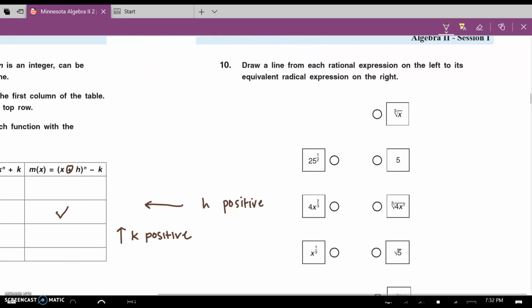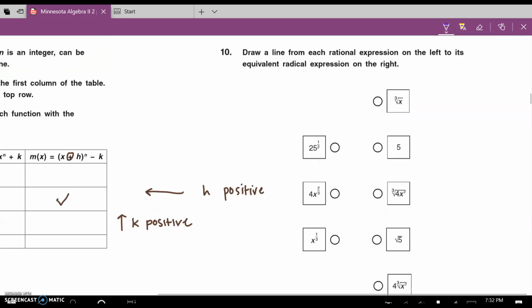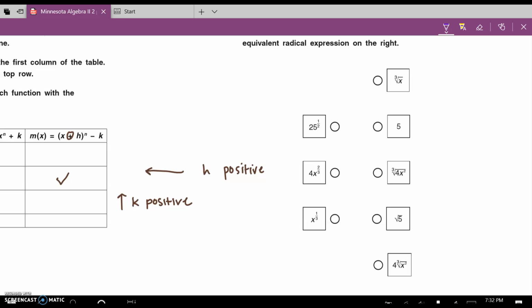Okay, number 10. Let's switch the colors. 10 is rational expressions. We just got done talking about this. 25 to the 1/2 is the same thing as... remember, the bottom number goes to the index, and then you've got 25 to the 1. So that'd be the same thing as the square root of 25, which we know is 5.